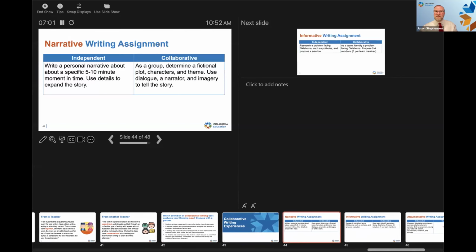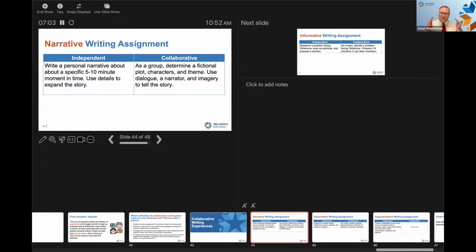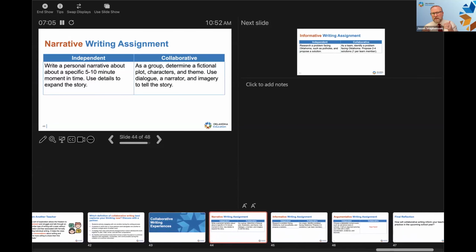Okay, so now let's think about collaborative writing experiences, what they look like as an individual or independent assignment, and what they could look like collaboratively. I'm going to show you two examples, and then I'll ask you to think through how to transform one other writing assignment. So in a narrative writing assignment, we typically think of personal narratives for narrative writing.